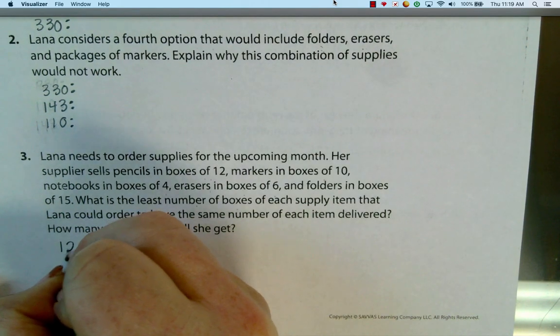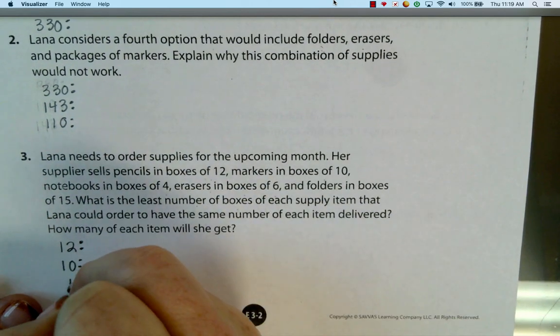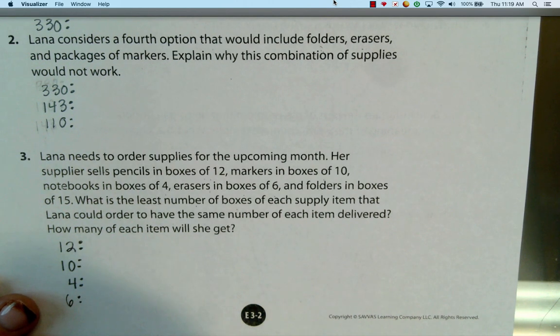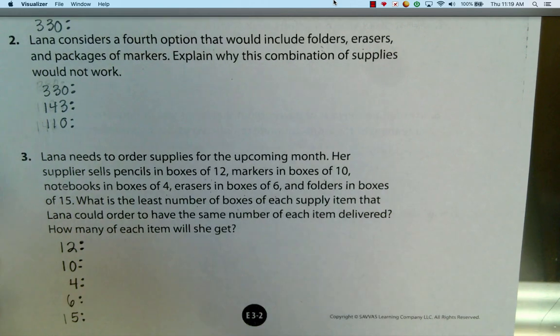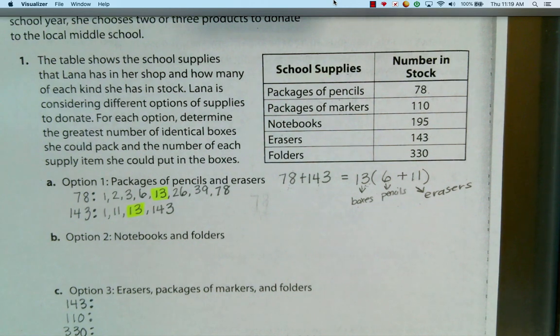Okay. And that way, what is the least number of boxes of each supply item that she could have? There's one that kind of throws a little kink in there. Well, maybe. Oh, I don't know. You've got to think about that. So play with this. This is enrichment, meaning it's a challenge. But I will tell you, at the very least, on TCAP, you will see something like letter A. That is why I did it with you. I know you can do it.